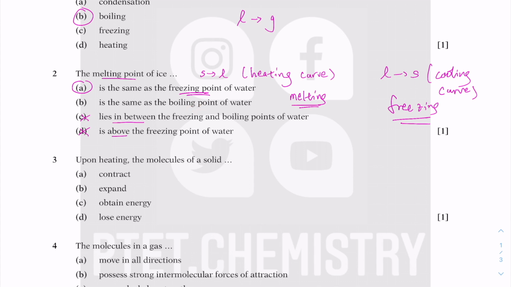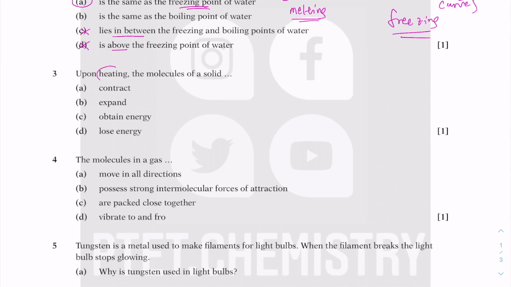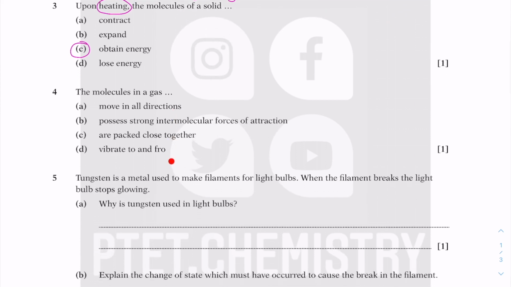Next question. Upon heating, so heating means we supply energy. The energy that you supply in the form of heat actually gets transferred into kinetic energy. So the molecules, when you are a solid, are packed close together and can only vibrate about their fixed position. When they obtain the energy, they get the kinetic energy, they'll move around faster in a more random way when they turn into a liquid, such that they are no longer vibrating about their fixed position once they become a liquid.